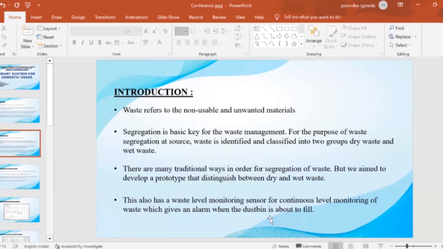Even though there are so many traditional techniques for segregating the waste at the domestic level, none of them are in use. Hence, we have made it automatic so that it could be easier, and some people might take the responsibility for segregation of the waste.